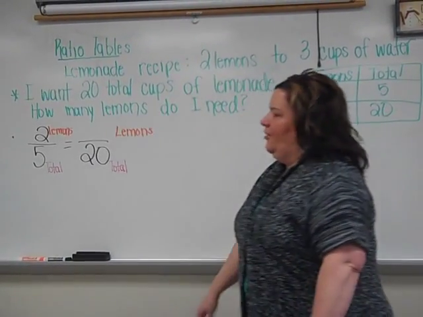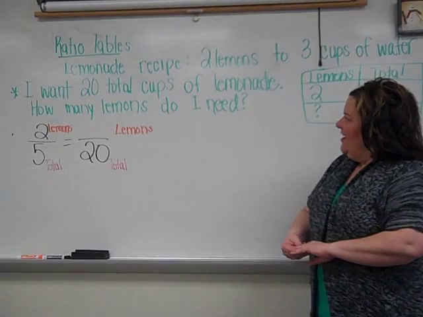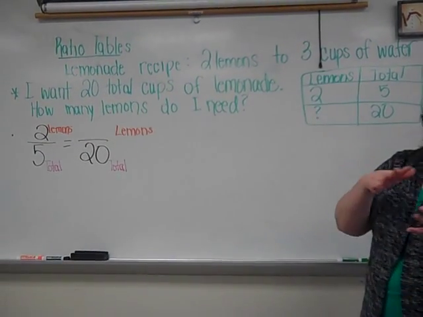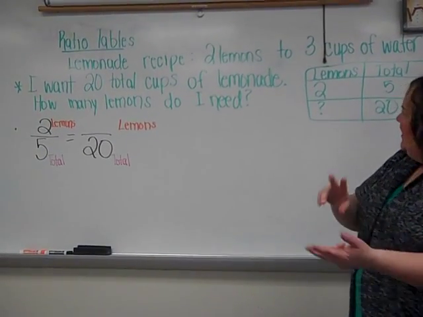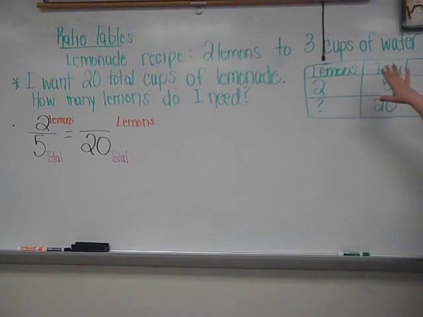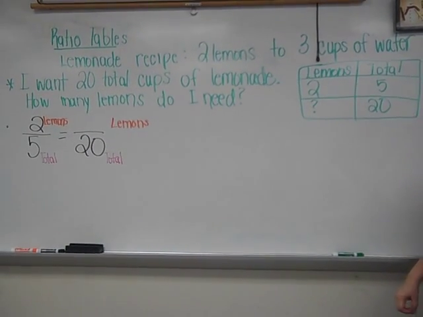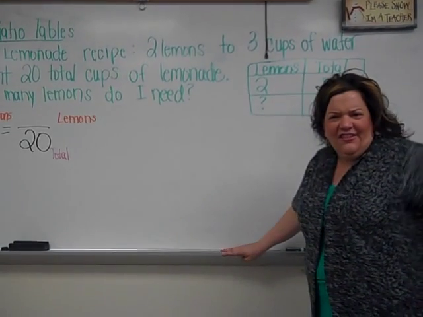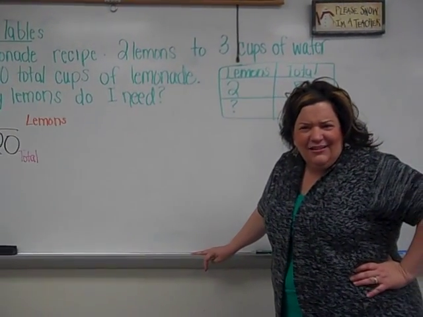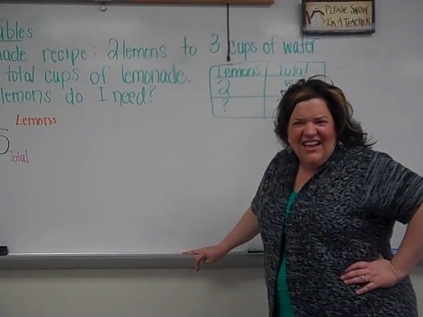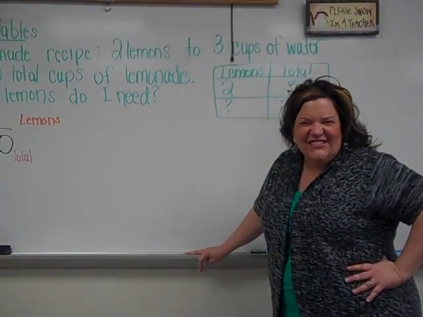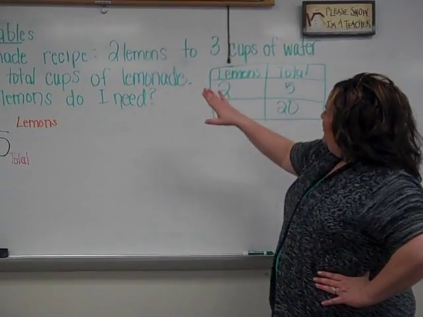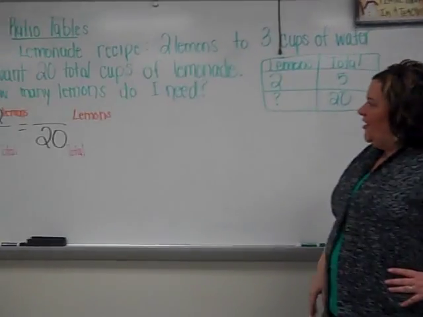So we have a real world problem here, and it talks about a lemonade recipe. The lemonade recipe is 2 lemons to every 3 cups of water. Now I hope they add sugar to this recipe. Don't you? They're kind of tart. A little sour. So 2 lemons to 3 cups of water.